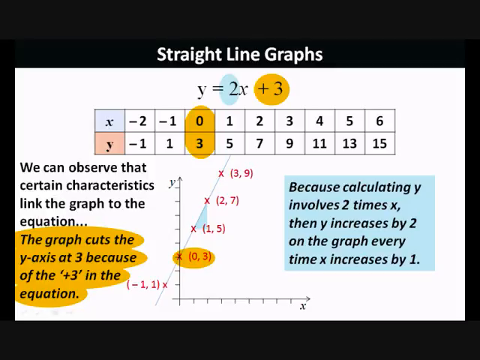So if you look at that triangle on the graph, that means that on the graph, when there's a movement of 1 unit across, there is a movement of 2 units up. For every 1 that the graph goes across, it goes up by 2. And that's because of the 2x in the equation. So how steep a graph is called its gradient, and the number in front of x affects the gradient.